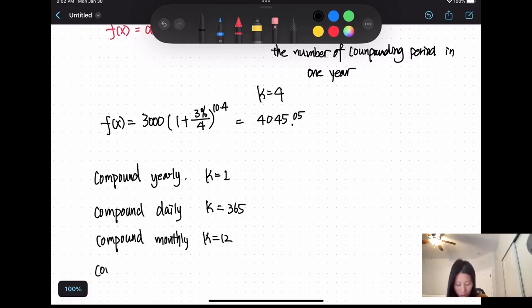And then if they tell you this is going to compound semi-annually, what is k equal to? Semi-annually means they compound every 6 months. In a year, you will have two 6-month periods, so k is equal to 2. So you just play around with something like that. Let me give an example.